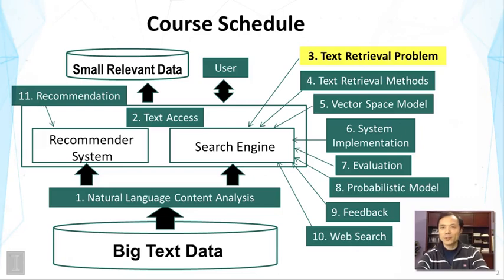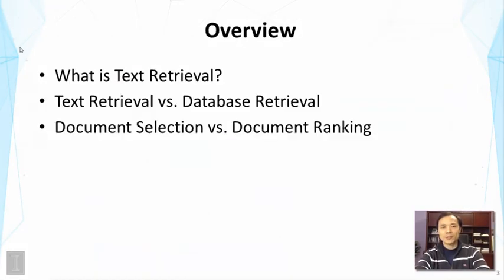So first, it's about the text retrieval problem. We're going to talk about three things in this lecture. First, we'll define text retrieval. Second, we're going to make a comparison between text retrieval and the related task, database retrieval. Finally, we're going to talk about document selection versus document ranking as two strategies for responding to a user's query.